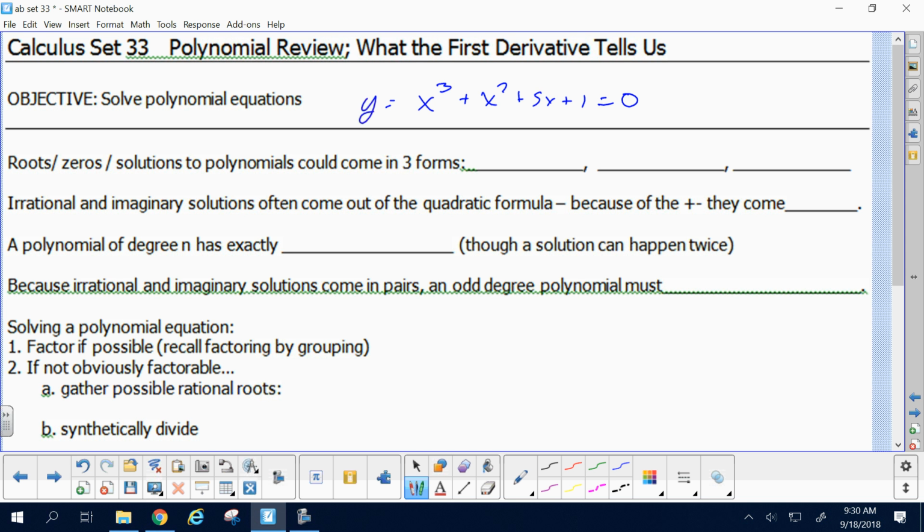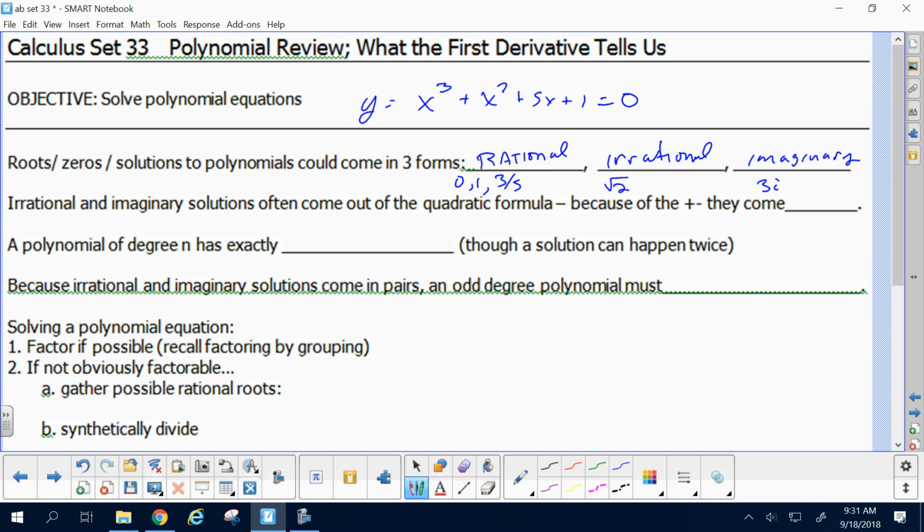There's rational, which is to say pretty, 0, 1, 3/5, something like that. Something you can make a ratio of whole numbers. Irrational, that usually means square roots and such, like square root of 2, or imaginary or complex, 3i, negative 3i, etc. You remember that?